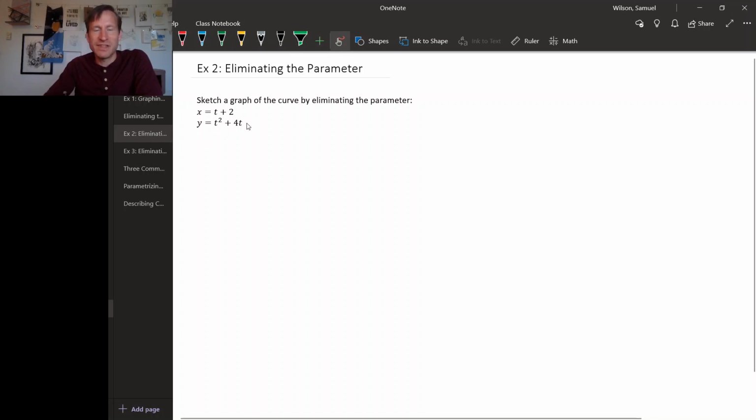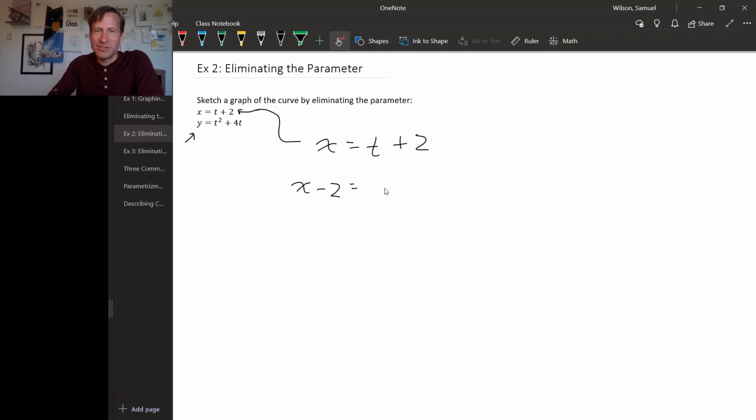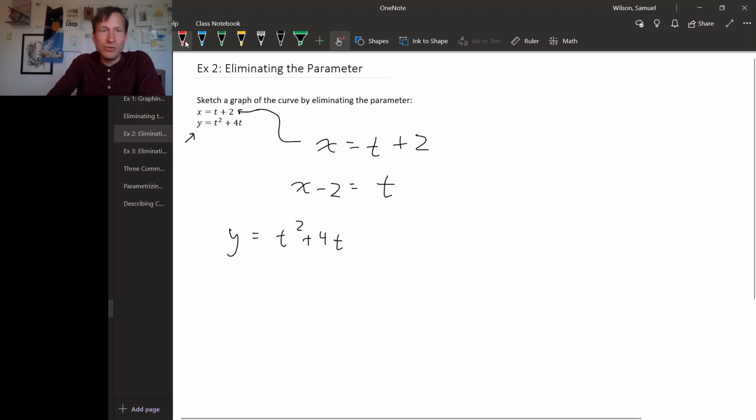Okay, so let's sketch the graph of this parametric curve by eliminating the parameter. We're going to have to solve one of these two equations for t, and I'd rather not use the quadratic formula. That sounds like it would be a mess. So let's take this first equation, x equals t plus 2, and solve that for t. We can just subtract 2 from both sides. So t is x minus 2. Now we can take our second equation, y equals t squared plus 4t, and use the result of our first equation to eliminate t.